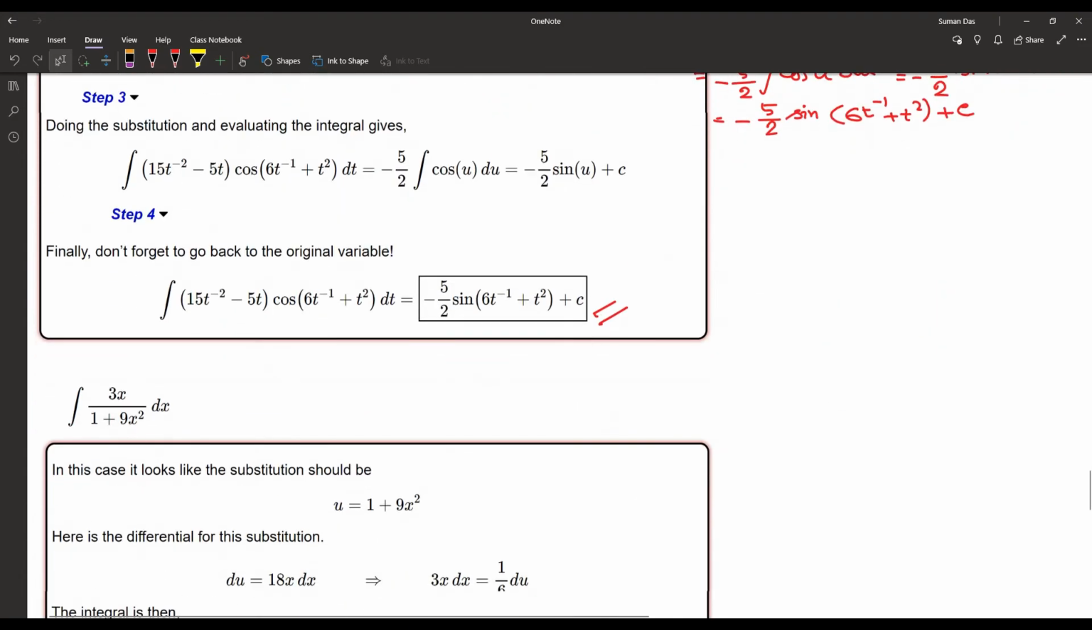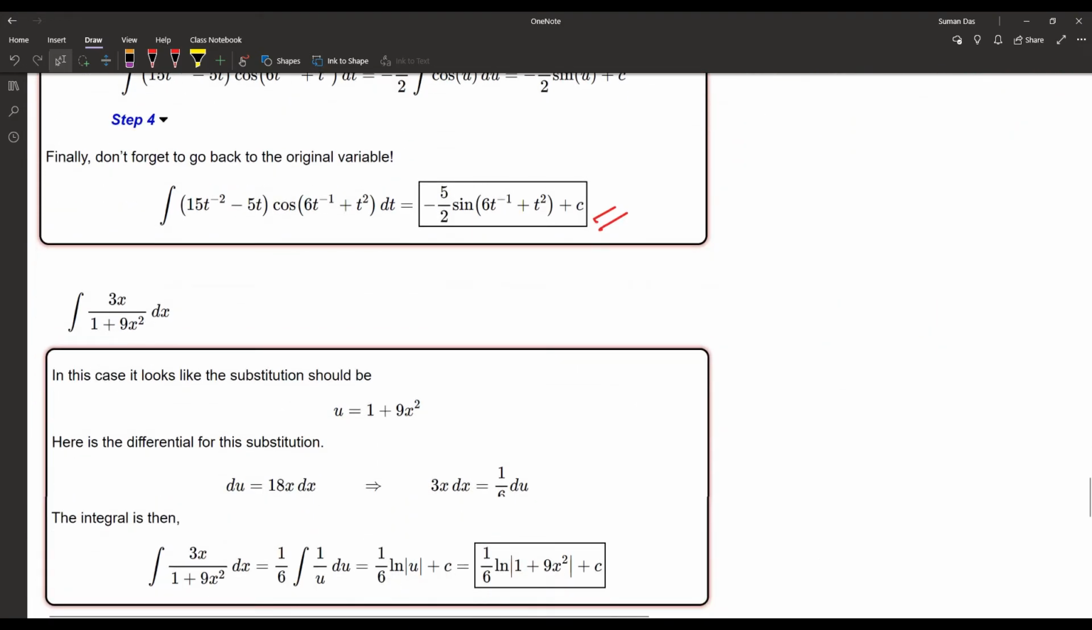Let's check another problem, and that one is here. We are considering u equal to 1 + 9x^2. So du is equal to 18x dx.